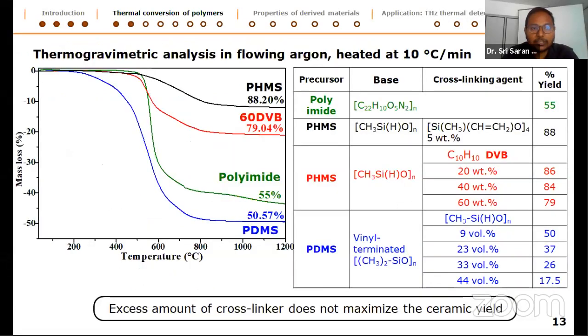So let us see the first thermogravimetry analysis. As you know, it allows monitoring the weight loss of the sample as a function of temperature. At 1200 degrees Celsius, the residue that is yielded is very important, because after heating, the higher the residue is, the better it is for your device and for the absorber. You can see it changes between 50% and 88% based on the precursor that we have chosen. For the organic polymer, this is around 55%, and the highest is 88.2% in the case of polyhydromethylsiloxane with SiH.